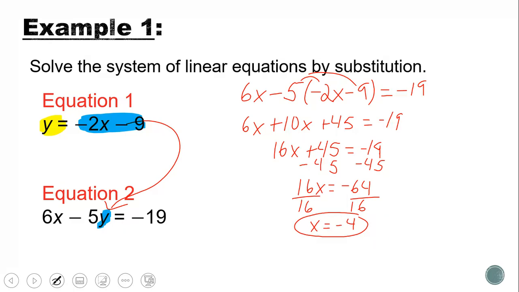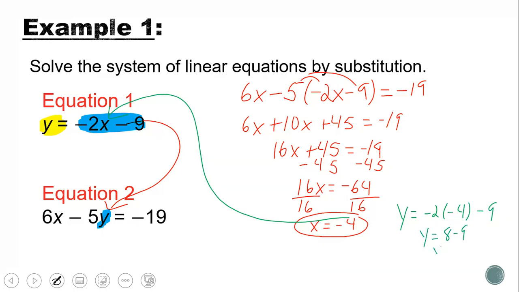But now I have my x value, and I can take that x value and plug it into either one of my equations, either equation 1 or 2, and solve for y. I'm going to plug it into equation 1, because that's a little bit easier, and I'm going to get what y is equal to. So y is equal to negative 2, and I'm plugging in my x value of negative 4, minus 9. y is equal to 8 minus 9. So y is equal to negative 1.